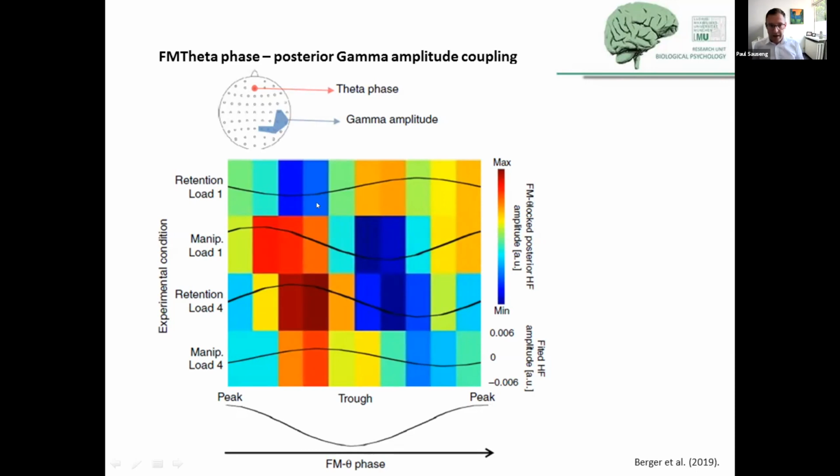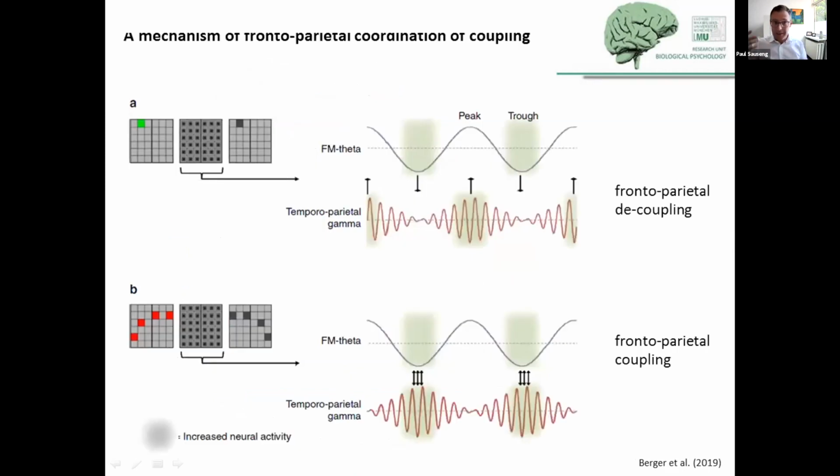Now, the interesting thing, however, was that depending on the difficulty of the task, the preferred theta phase, the preferred frontal midline theta phase of this gamma activity over here was different. So that in the more easy conditions, this gamma activity here was nested closer to the peak of frontal midline theta, whereas it was nested closer to the trough in the most difficult conditions. And purely as a speculation, we interpreted this pattern like this.